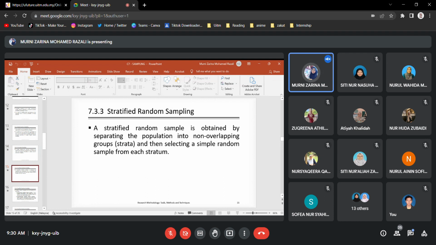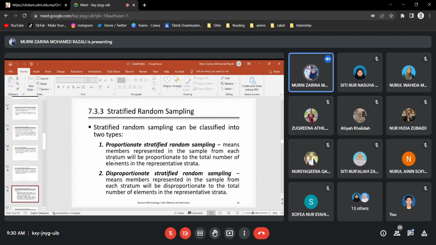Okay, satu lagi adalah stratified random sampling. Under this sampling, we obtain the sample by separating the population into non-overlapping groups, ataupun kita panggil strata, and then select a simple random sample from each stratum. Maknanya kalau kita kata stratified ni, let's say kita buat research dekat Selangor. As we know Selangor ni ada few daerah. Jadi you divide your sample by daerah. So daerah tu would be the strata. Jadi you nak ambil daerah Petaling, daerah Gombak, daerah Langat contohnya. So daerah tu will be considered as a strata.